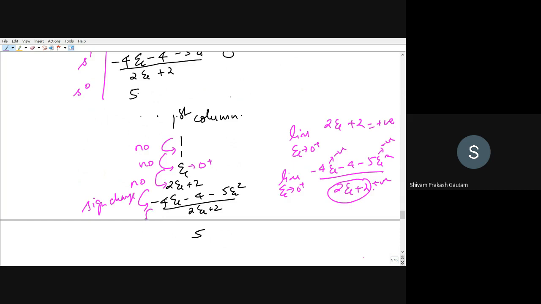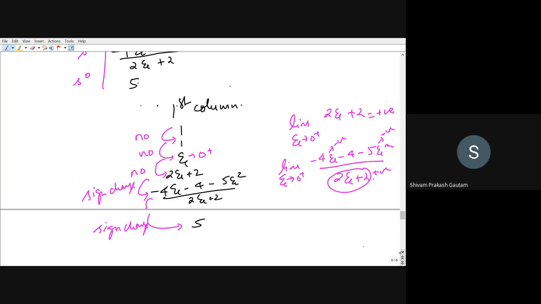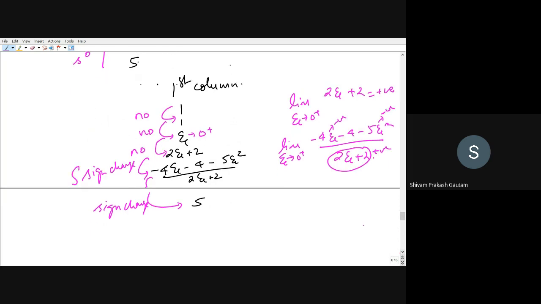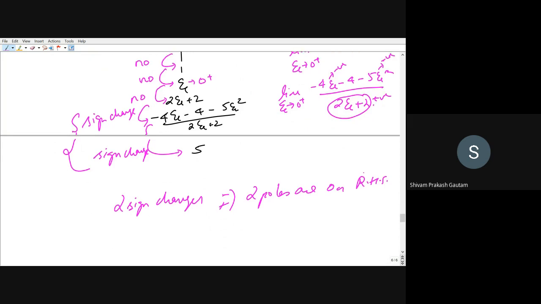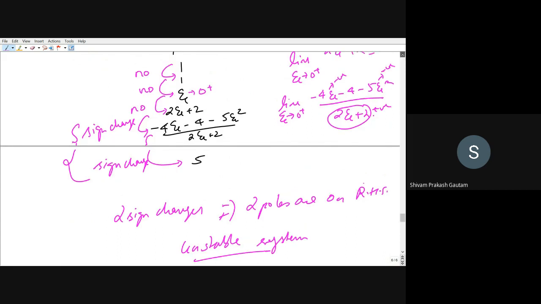When you move from this to this, as you can see, from negative to positive, again there is a sign change. So there are two sign changes, moving from positive to negative and negative to positive. Two sign changes means that two poles are on the right hand side. That means the system will be an unstable system. So I hope this special case is clear to you. Again, I will be explaining shortly.